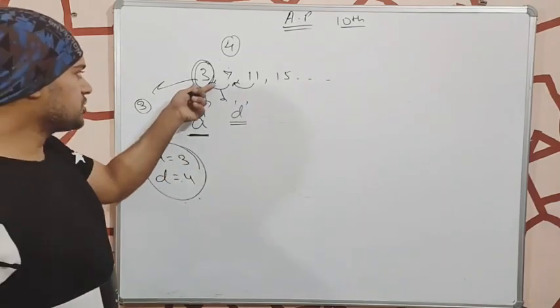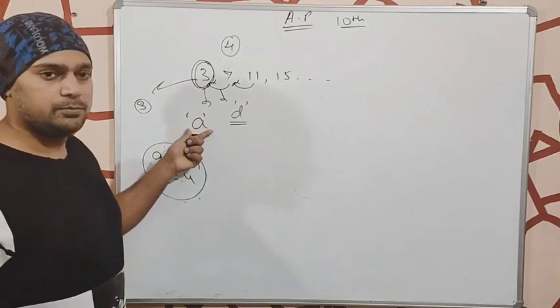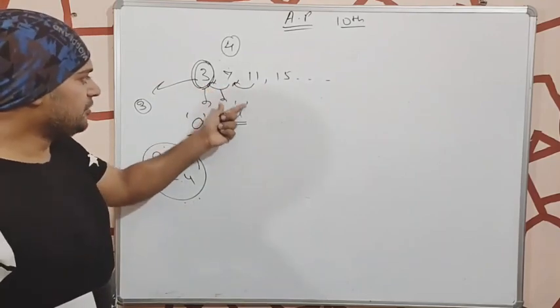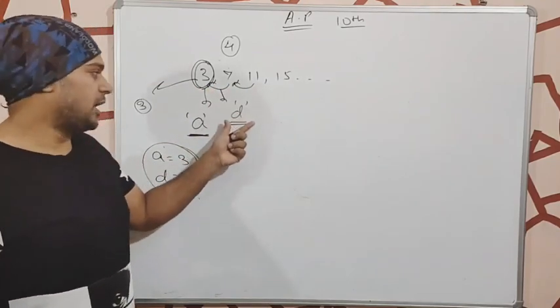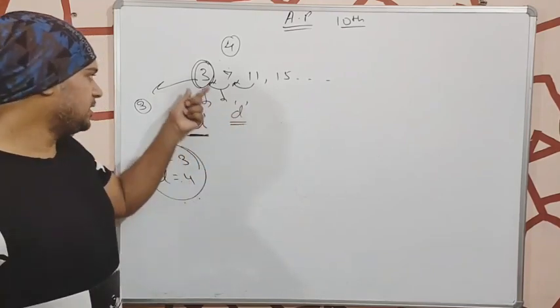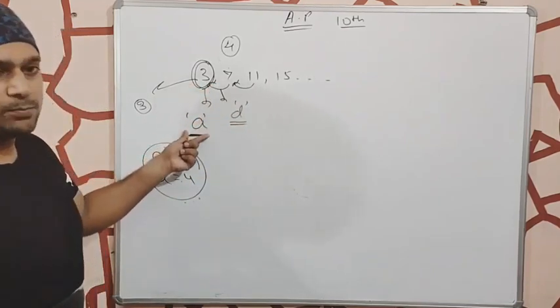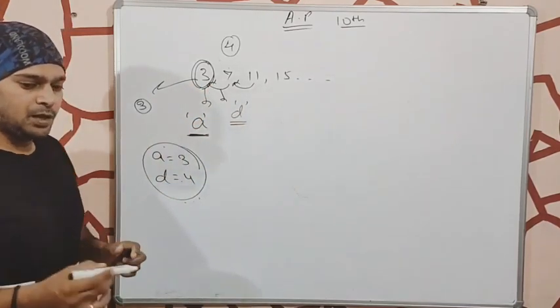In arithmetic progression, the first term will be known as a, and the common difference will be known as d. That will be represented by d, and this first term will be represented by small a. Is it clear?